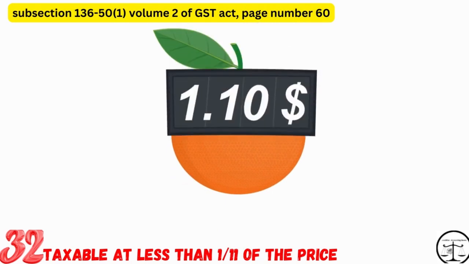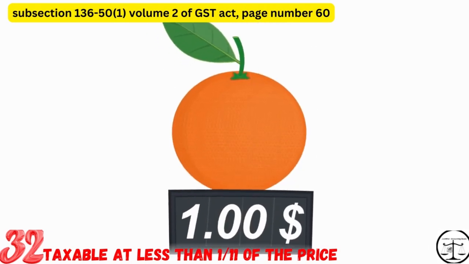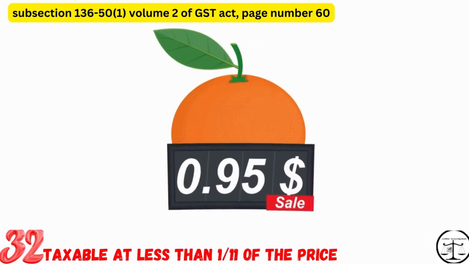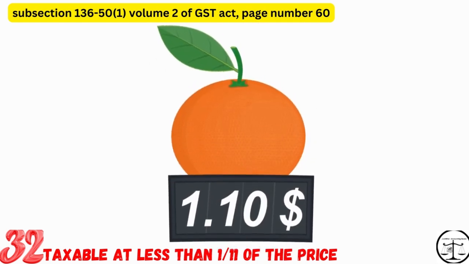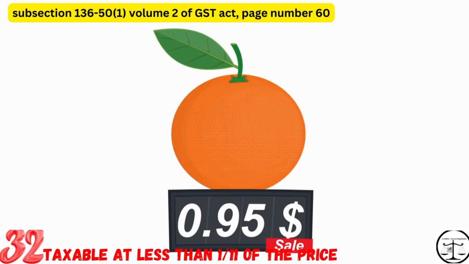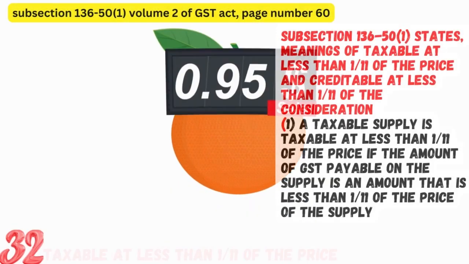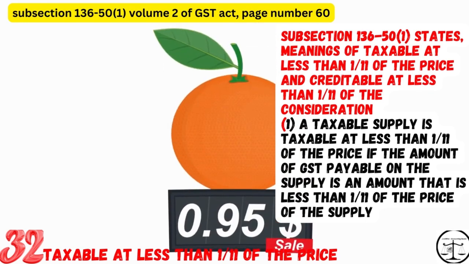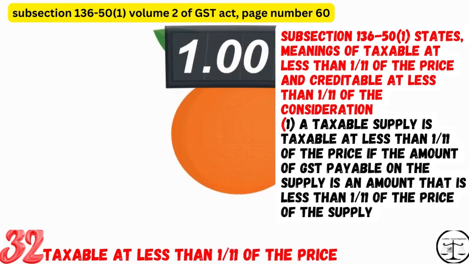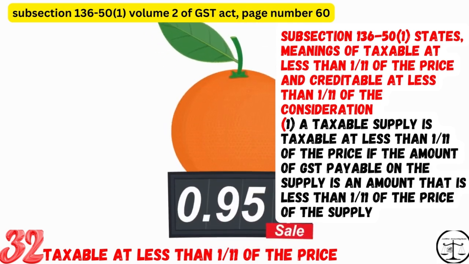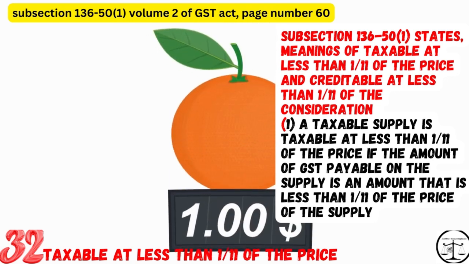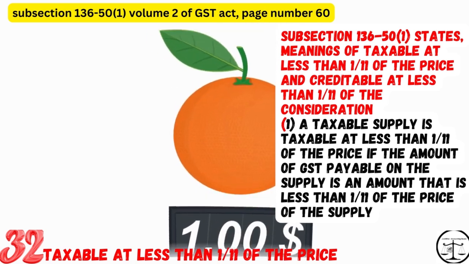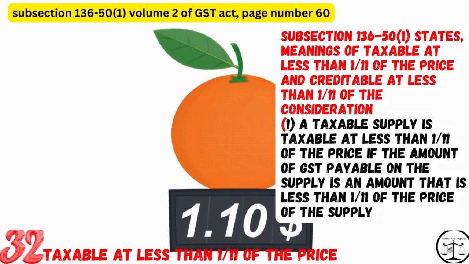Next word. Word number 32. Taxable at less than 1/11th of the price has the meaning given by subsection 136-50(1). That is subsection 136-50(1), Volume 2 of GST Act, page number 60. Subsection 136-50(1) states, meanings of taxable at less than 1/11th of the price and creditable at less than 1/11th of the consideration. 1. A taxable supply is taxable at less than 1/11th of the price if the amount of GST payable on the supply is an amount that is less than 1/11th of the price of the supply.